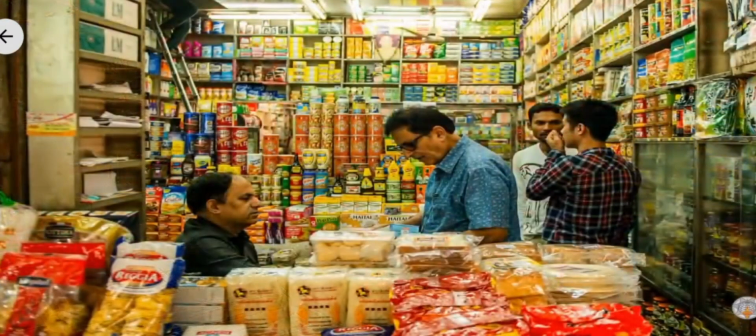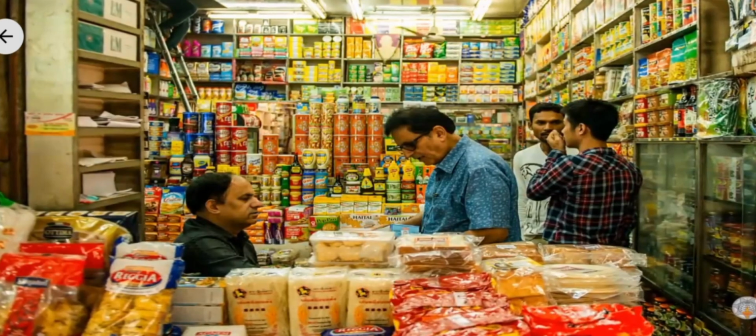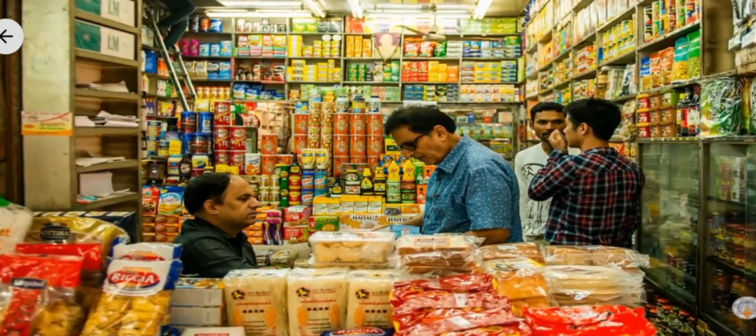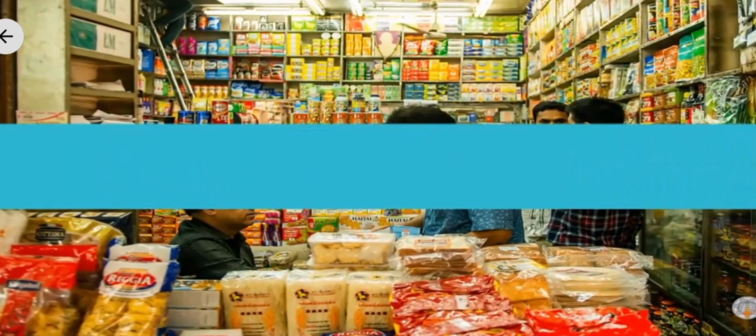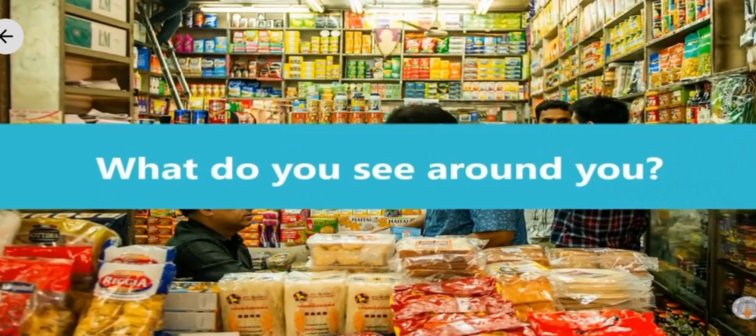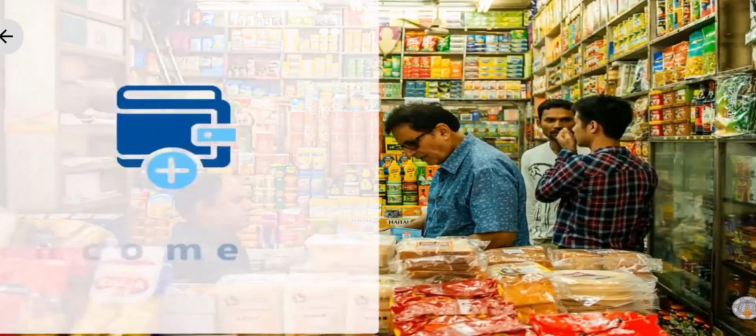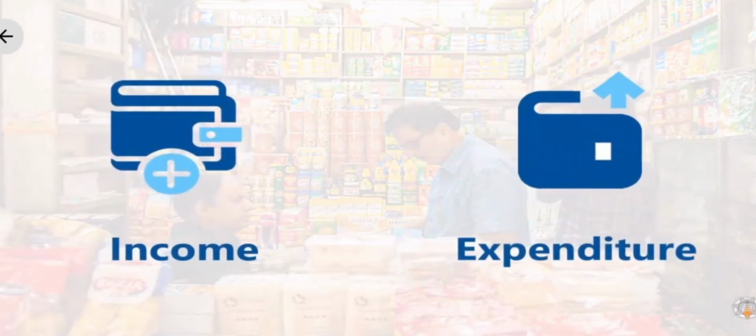Have you ever purchased anything from a shop? For example, you are at a general store to buy a packet of biscuits. While you are waiting, look around. What do you see? Normally, what do you think must be the income and expenditure for this general store?